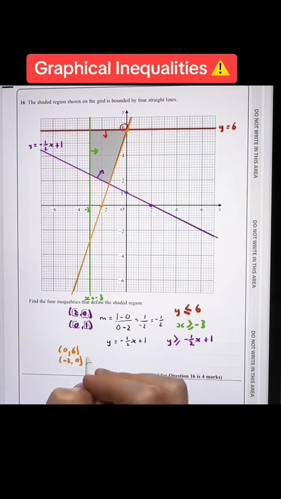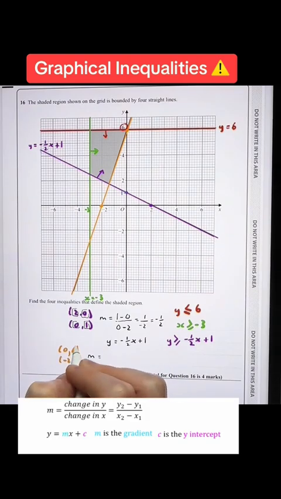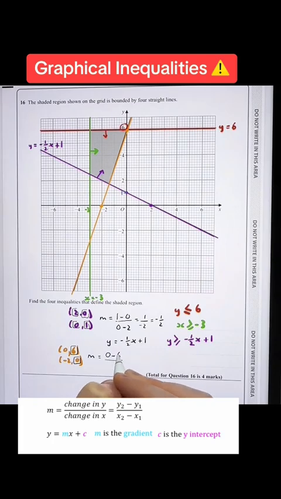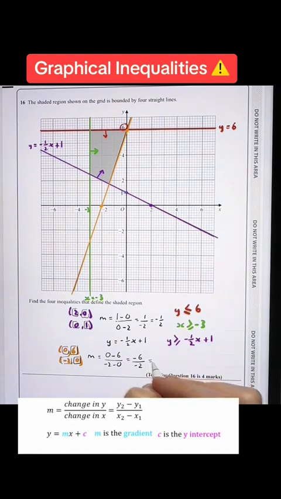Now I have two points. Again, to find the gradient, I know it's the change in y. In this case, 0 subtract 6 on the top, divided by the change in x, in this case -2 subtract 0. Well, 0 take away 6 gives us -6, and on the bottom, -2 take away 0 gives us -2. And -6 divided by -2 gives us +3. Now I know the gradient is 3.